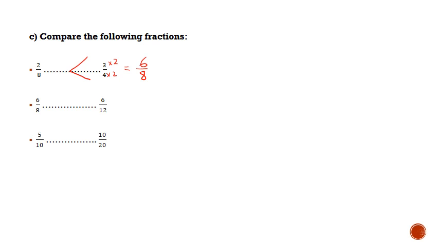The second one, I see that they have the same numerator. So I go to the denominator. If they have the same numerator, the smaller the denominator, the greater the fraction. So what do you think? 6 over 8. Yes, it's 6 over 8. The last one, they don't have the same numerator or the same denominator. So I make the denominators the same. How? By multiplying the 10 by 2. Okay? So I multiply 10 by 2 and 5 by 2. So what do I get? 10 over 20. So I notice that they are equal. Great.